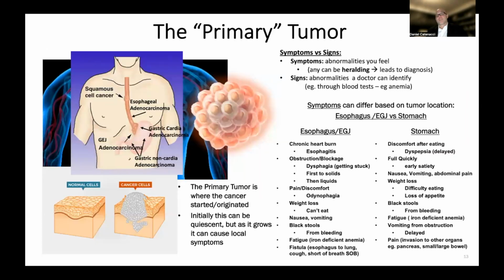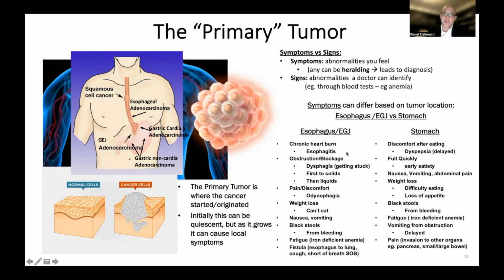So the next topic I wanted to bring up is differentiating side effects from the actual therapy versus symptoms from the actual cancer. In one of the first videos we did, when we were talking about diagnosing the cancer and symptoms from the cancer, we talked about symptoms that the primary tumor can cause, the primary tumor being where the cancer started, originated in the esophagus or stomach, versus metastatic sites where the disease has spread to. And each of these can cause symptoms from the actual cancer.